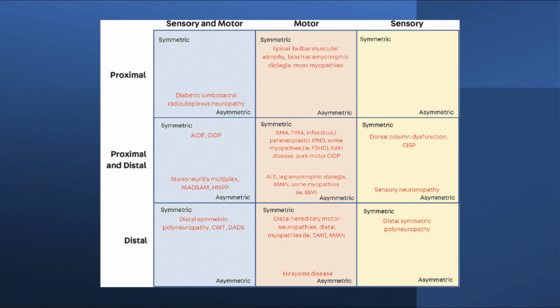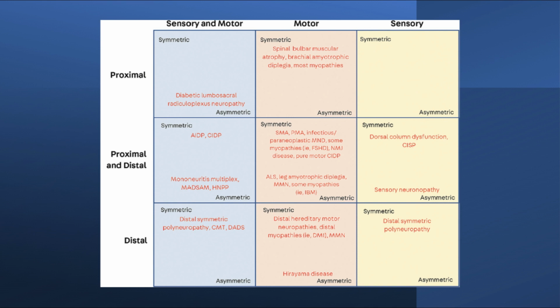Now coming to this, if there is a proximal central sensory-motor involvement, it's diabetic lumbosacral plexopathy. Diabetic amyotrophy happens in the first 5 years of the disease. It doesn't matter whether the patient's diabetes is controlled or not, with remarkable weight loss in the thigh muscles, and it's symmetric. And if there is a proximal motor symmetric involvement, there is spinobulbar muscular atrophy, which is Kennedy's disease, brachial amyotrophy diplegia. Remember, there's a common pattern and then there are uncommon patterns.